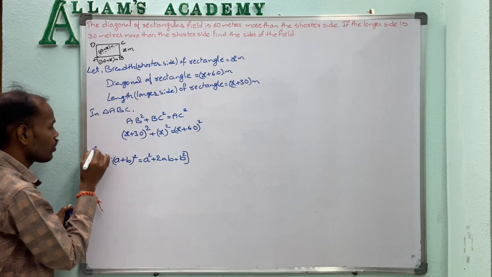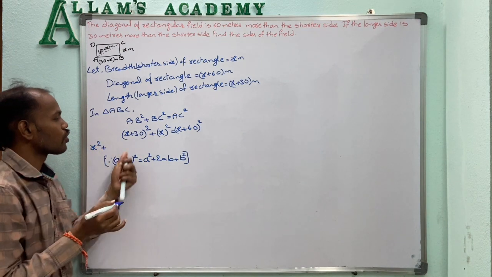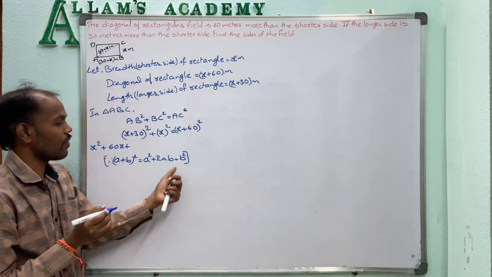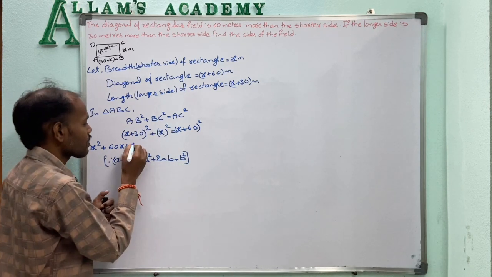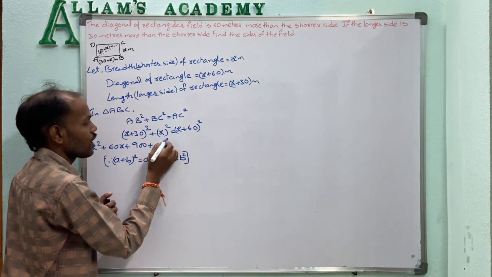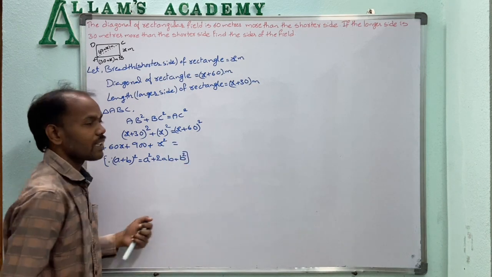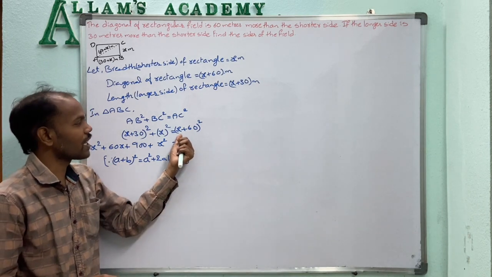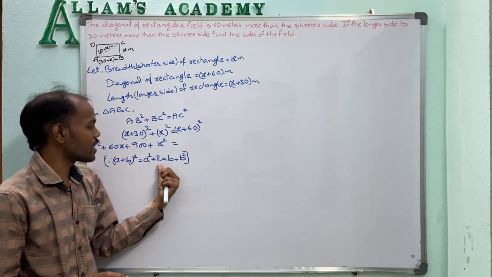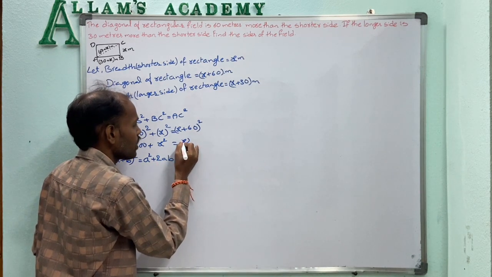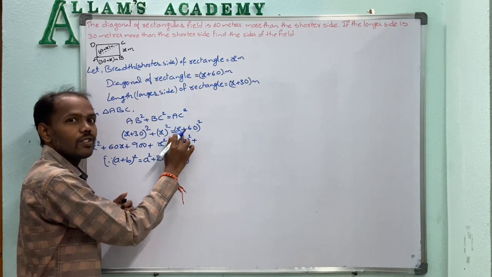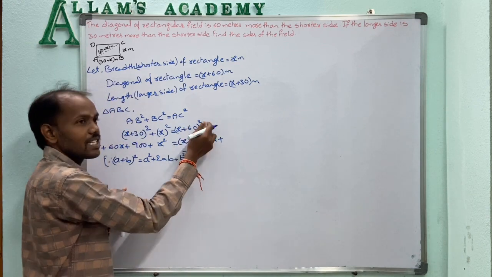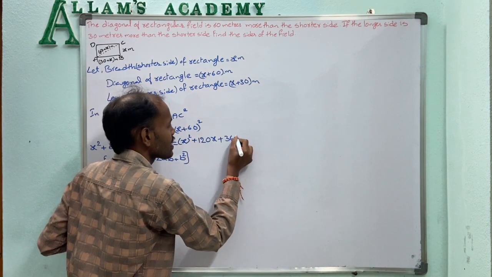So a square is x square, plus 2ab, 2 into x into 30, that is 60x, plus b square, 30 square equals 900. Plus x whole square, that is x square, equals x plus 60 whole square. It is also in the form of a plus b whole square, so a equals x, b equals 60. So a square, that is x square, plus 2ab, 2 into x into 60, that is 120x, plus b square, that is 60 square, equal to 3600.